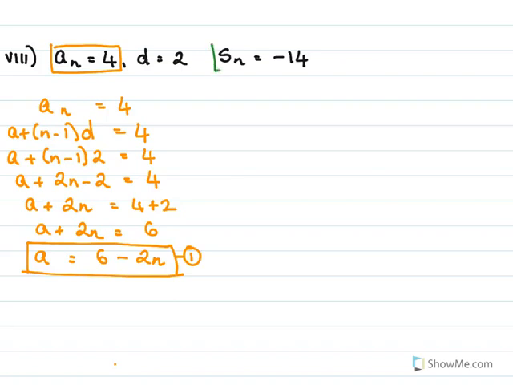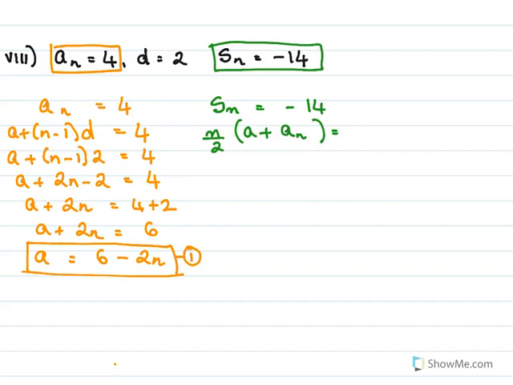Let's get on with the next information given to us, that Sn equal to minus 14. So Sn equal to minus 14. Now Sn we know is n by 2, first term plus the last term, right, an. Or you can write L, minus 14. Let's put the values. Now n by 2, a we know is 4. No, a we don't know, so we put a as a.